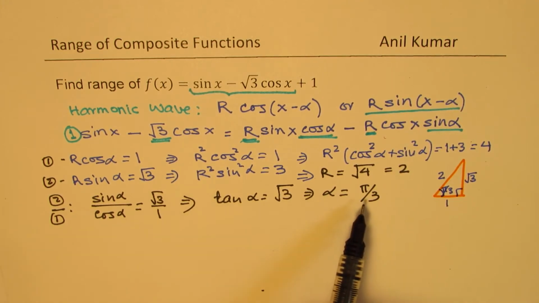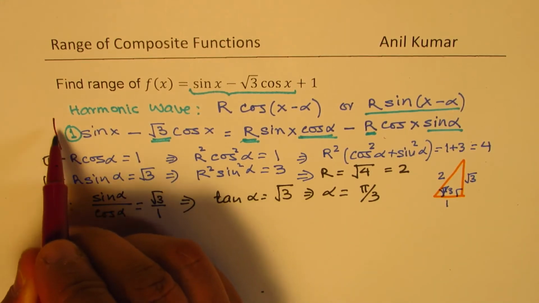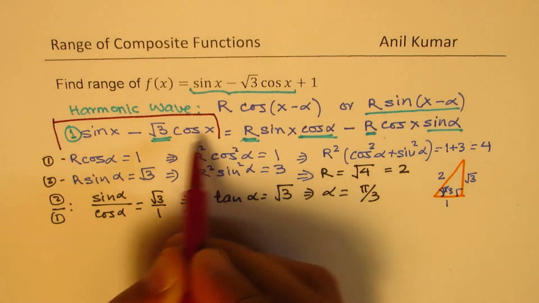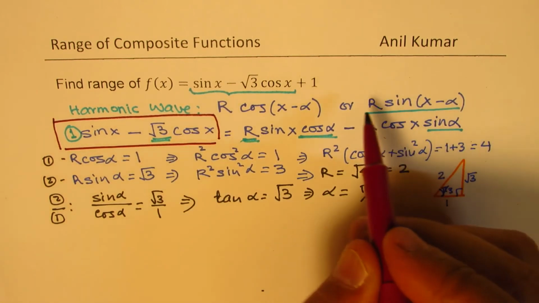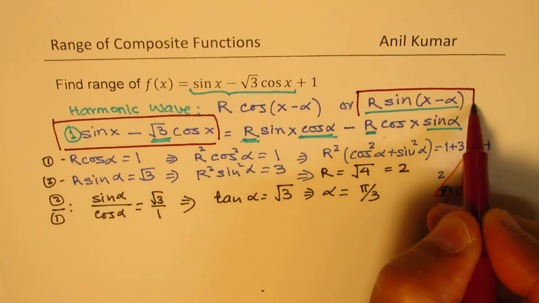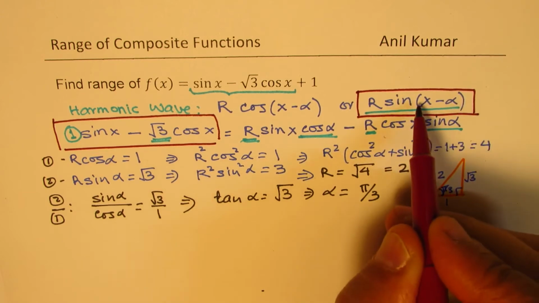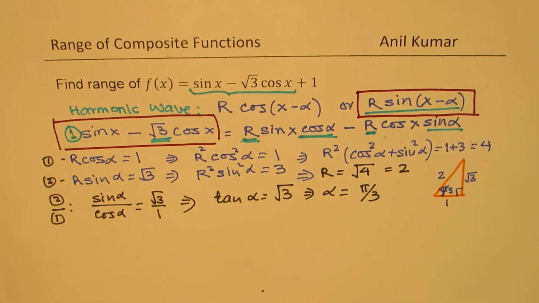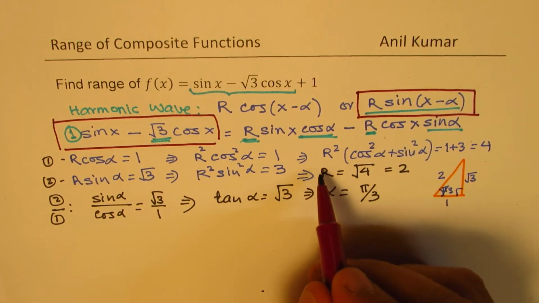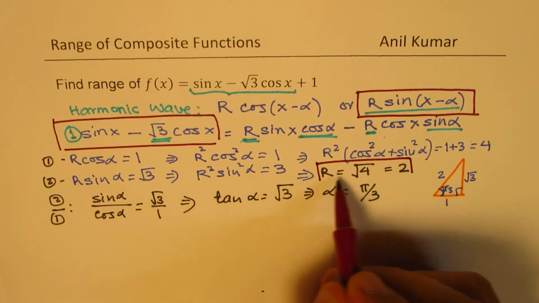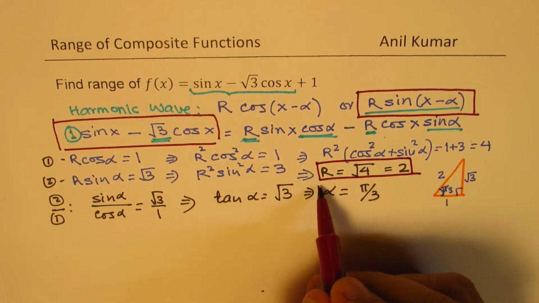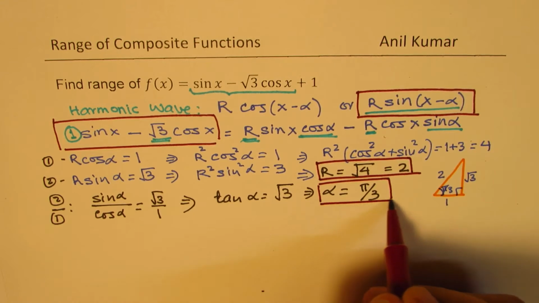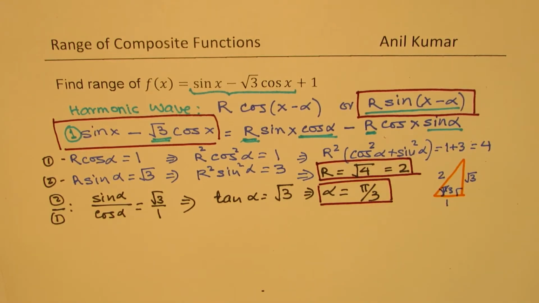Now we know alpha is pi by 3, and therefore we can now write this part of this expression as equal to r times sine x minus alpha, where r is equal to 2 and alpha is equal to pi by 3. Is that clear to you? Perfect. So that is the background.